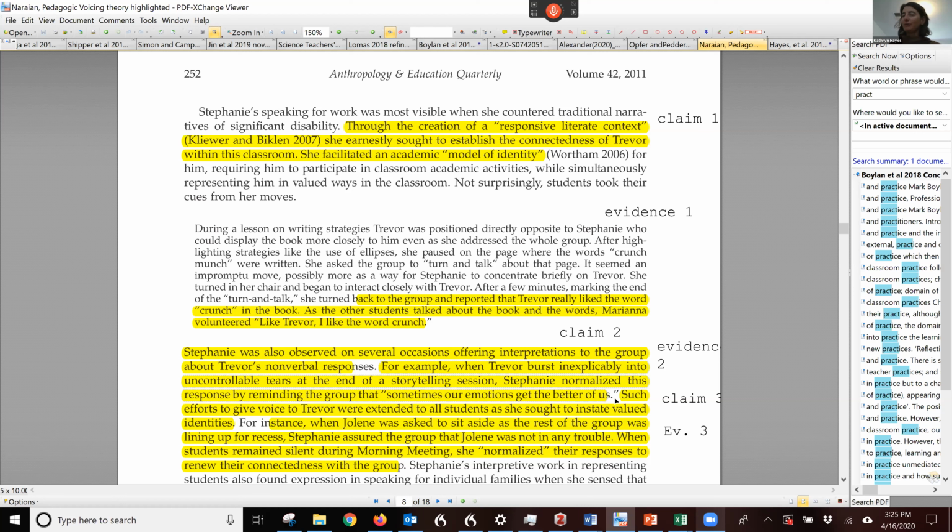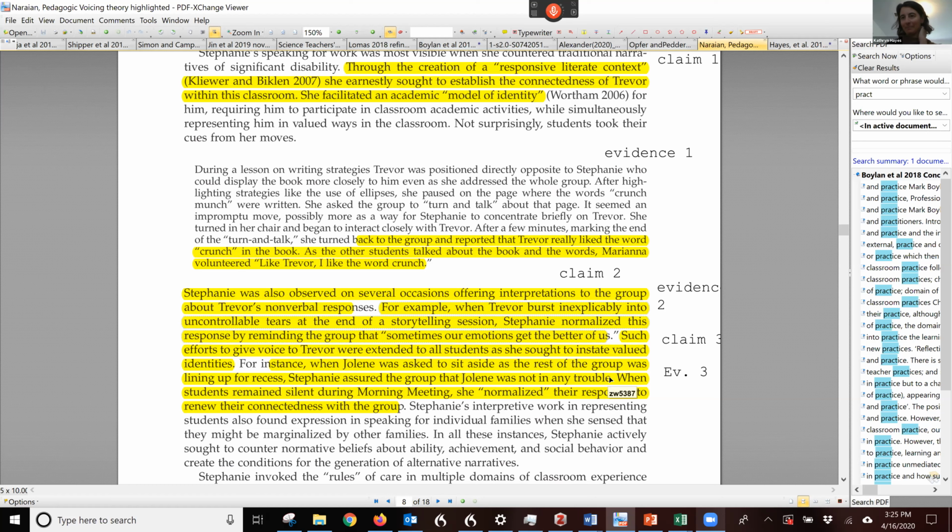You're sitting there telling your friend over coffee, hey, you know, the teacher also offered interpretations to the group about these nonverbal responses. And your friend's like, wow, what's an example? And then you go, well, for example, when Trevor burst into tears, this is what she did, right? So you're giving the evidence to support your claim here, all right? And there's even another one here if you'd like to look at it.